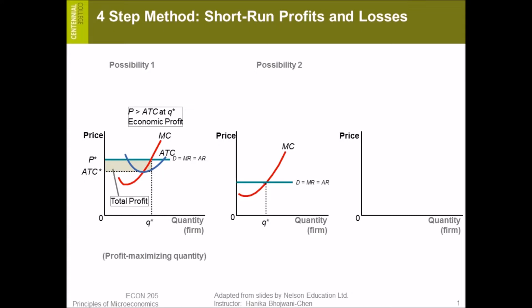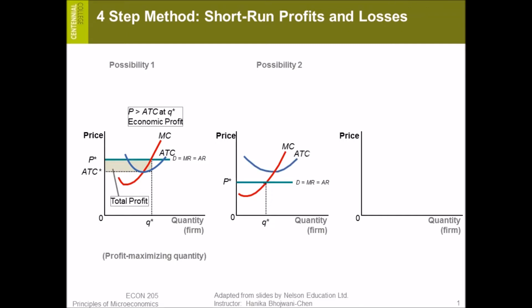The second step is to determine the total revenue that is being generated at the optimal level of output by going straight up to the demand curve, then to the price axis to find the market price, P star. Then we calculate total revenue, which is given by the formula: total revenue is equal to price multiplied by quantity. Step 3, we find the total cost at the optimal level of output Q star.